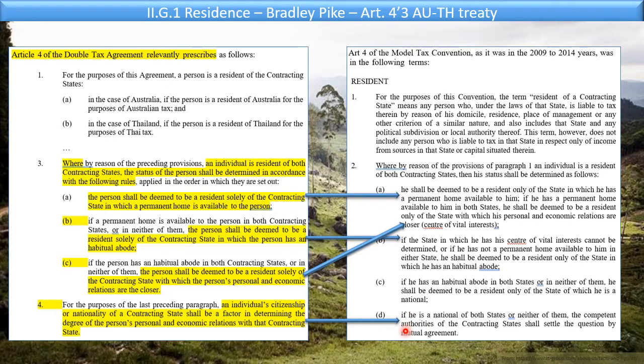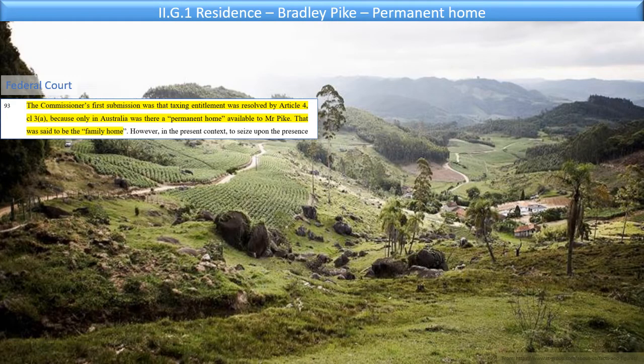So the wording of the OECD Model Convention and the Australian treaties are similar, but the order in which the tests are made is different. And this is important because we're now going to look at what the court said about the application of the Australian part of Article 4.3. So let us see how the courts interpreted Article 4.3. And we start with the federal court, because they dealt with the first criteria about whether there was a permanent home.